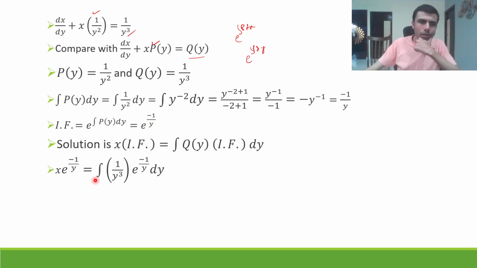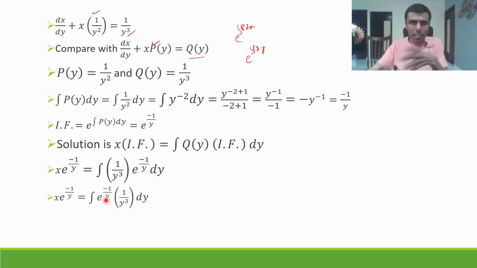Now see, this is what I need to do: integral 1 by y cube e power minus 1 by y dy. What I'm doing is I just wrote e power minus 1 by y here. So e power minus 1 by y into 1 by y cube dy. This is what I have. Now listen carefully. How to integrate this?